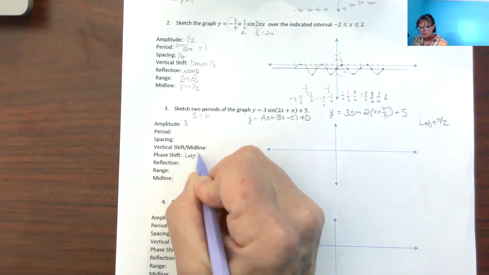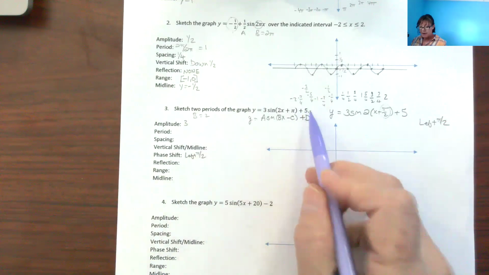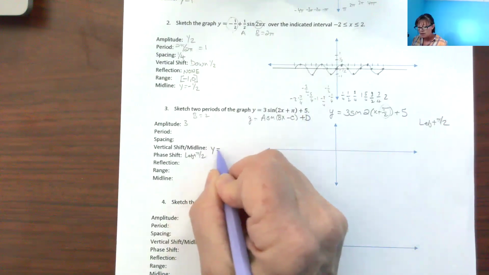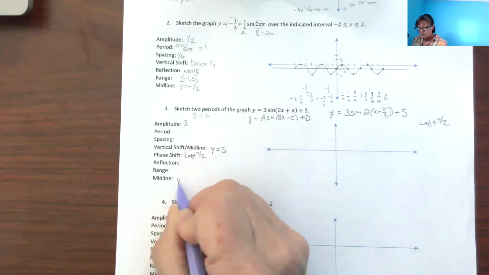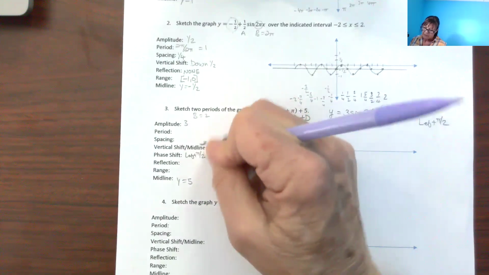Left pi over 2. Okay, was there a vertical shift? Yeah, D is 5, so it's up 5. So the vertical shift or the midline is Y is 5. Y is 5 because it's up 5. I guess I could put up 5 here and Y is 5 for the midline.